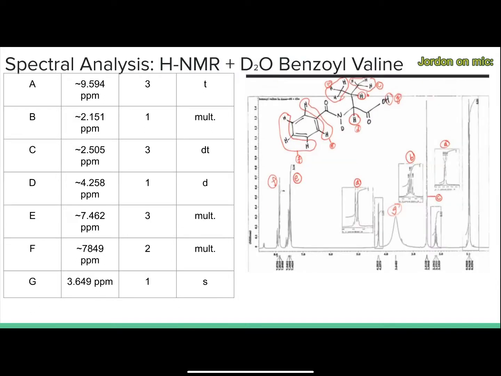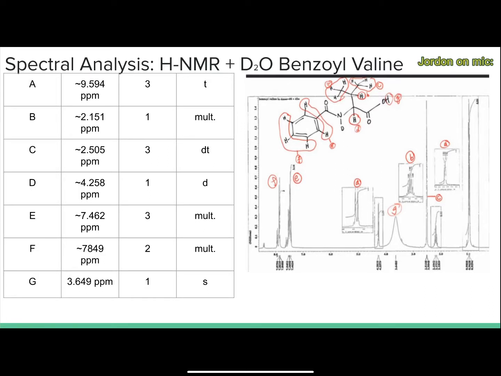For the proton NMR of benzoyl valine in deuterium, we have groups A at around 9.5 ppm, integrating for 3 and is a triplet. Proton B at 2.1 ppm, integrating for 2 and is a multiplet. Proton C at around 2.5 ppm, integrating for 3 and is a doublet of a triplet. Proton D at 4.2 ppm, integrating for 1 and is a doublet.